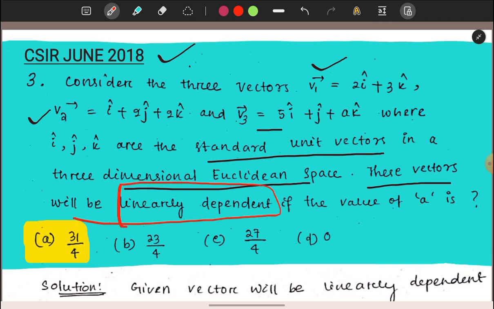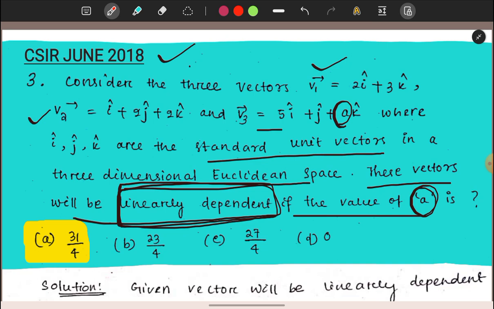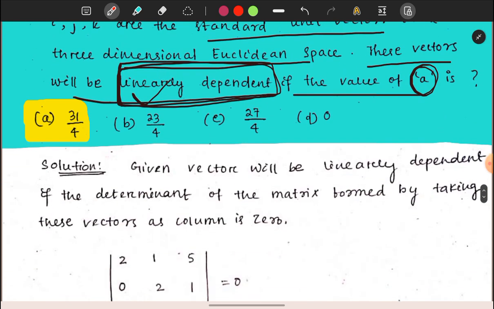Mark this word actually. He is saying these vectors will be linearly dependent if the value of a is how much. So basically we have to find the value of a, and these three vectors v1, v2, v3 are linearly dependent, right? Okay, so these are the options given here: 31 by 4, 23 by 4, 27 by 4 and 0.